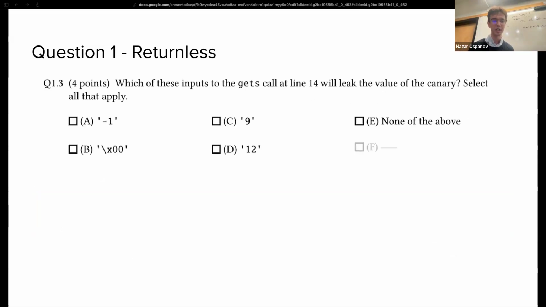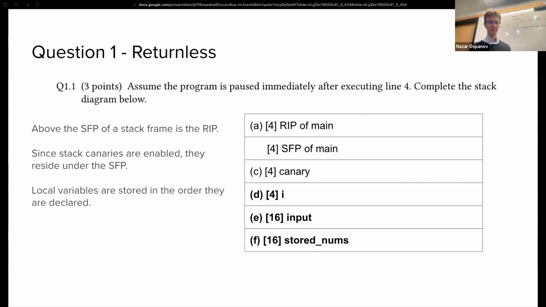Okay, so for the next question: which of these inputs to the gets call at line 14 will leak the value of the canary? The options are a string of -1, a string of 9, a string of hex byte 00, a string of 12, or none of the above. I will put the question back on, but just be aware that these are your options. And I'll give you guys 2 minutes to think about it.